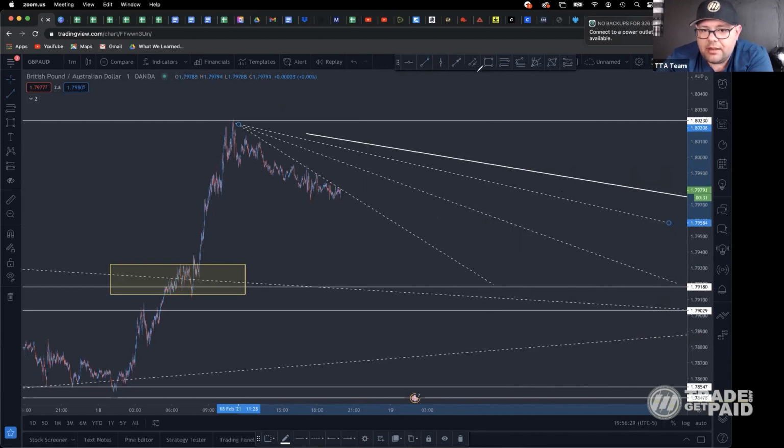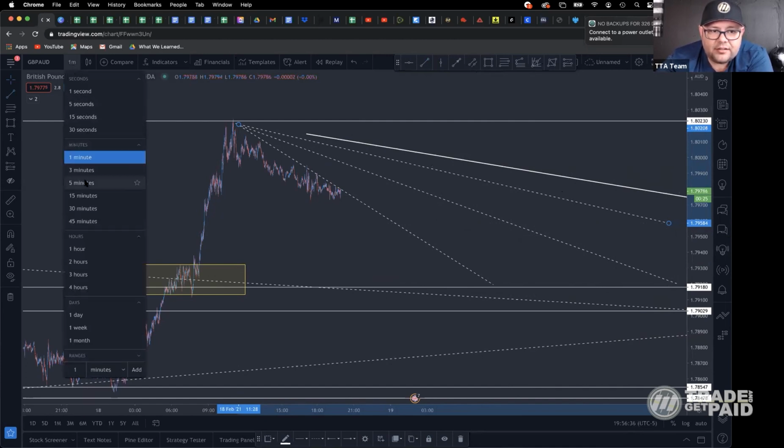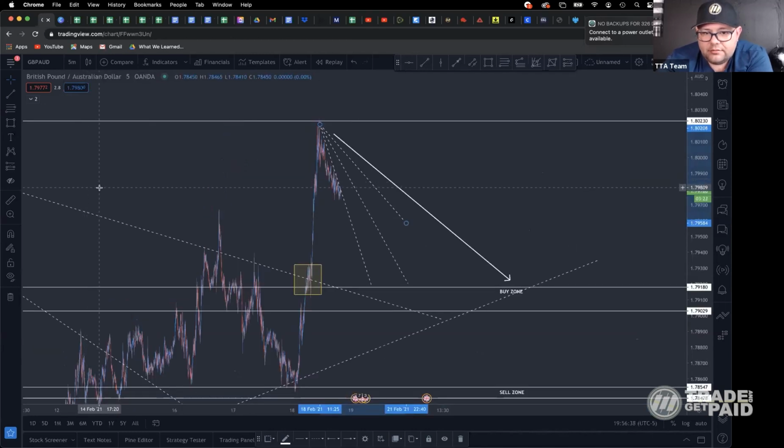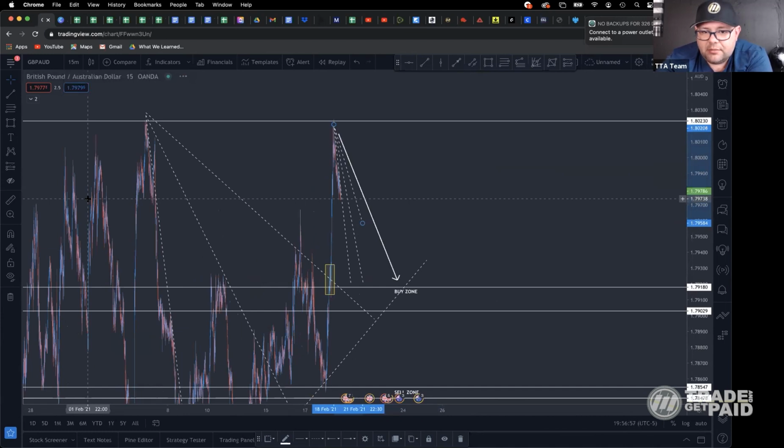right? Enough 1 minute movement that what's going to happen? That's going to affect the 5 minute. And at some point, we're going to have enough 5 minute movement, right? All the way down, where eventually it's going to affect the 15 minute.